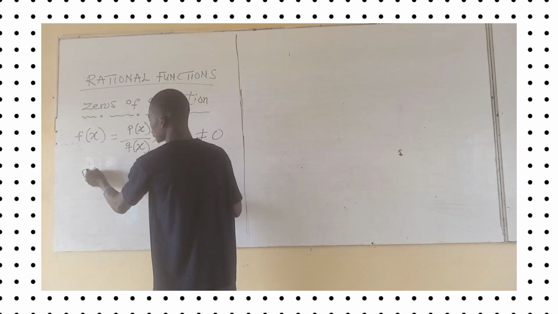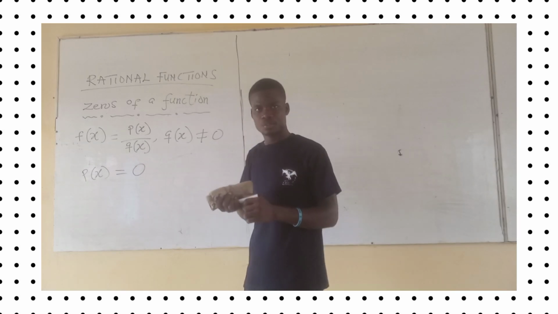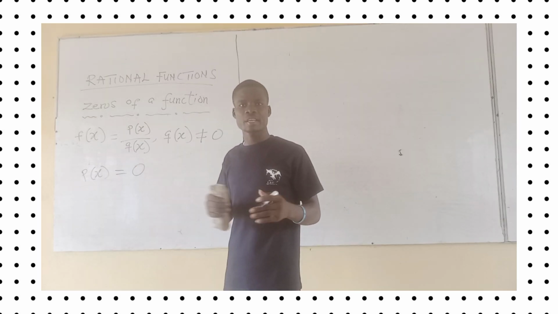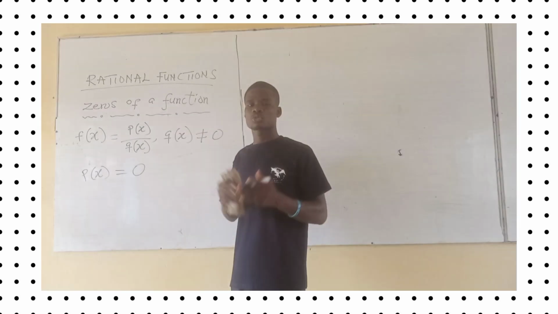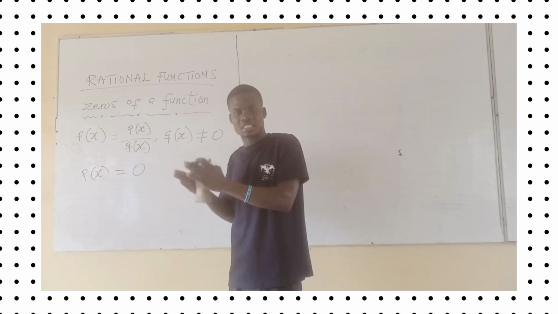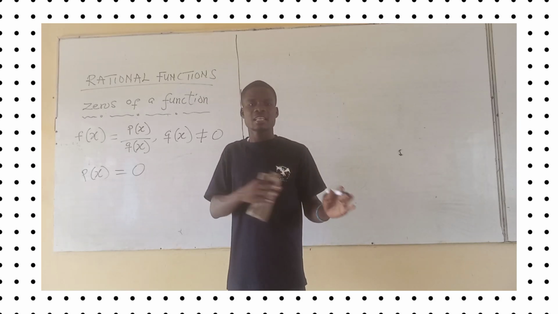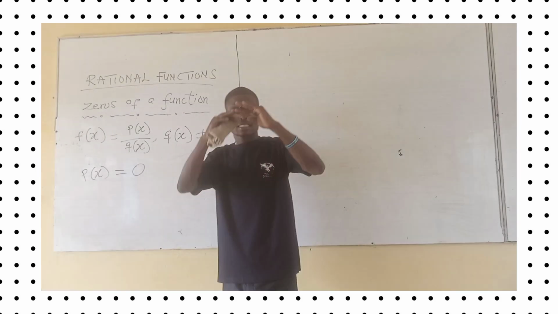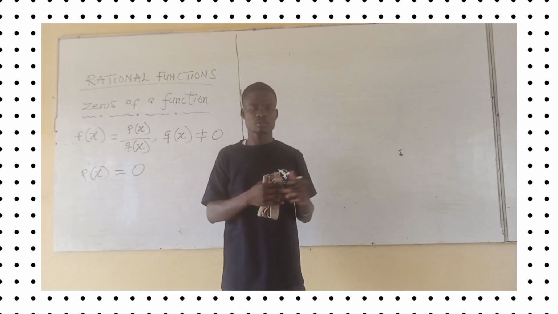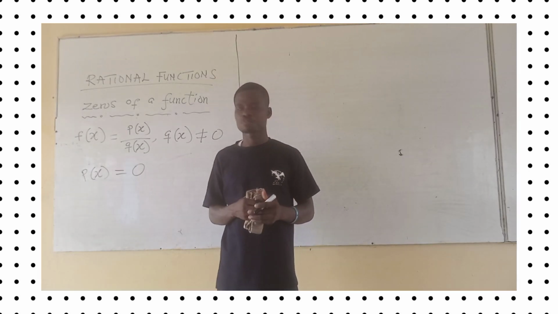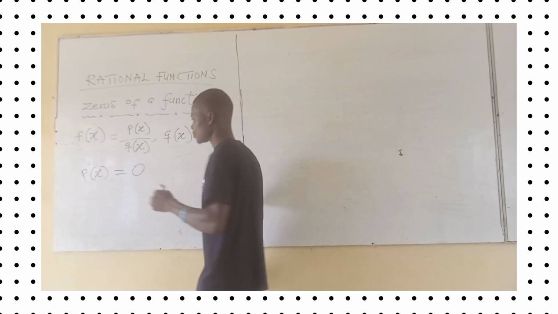You have to set the numerator to 0 and solve the remaining results. So the main idea to find zeros of a function is: when a rational function is given, take your time, set the numerator equal to 0, and solve the remaining results. Okay, now let's take this one for better understanding.